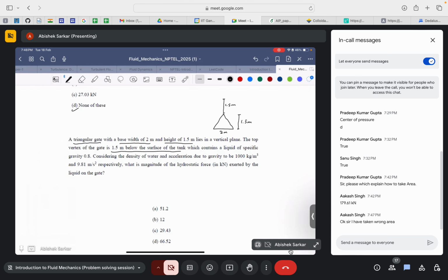So density of the liquid would be SG times rho water, that is 0.8 times 1000, that will be 800 kg per meter cube. Considering density of water is 1000 kg per meter cube and acceleration of gravity is 9.81. Here you have to take 9.81. What is the magnitude of hydrostatic force exerted by the liquid on the gate?